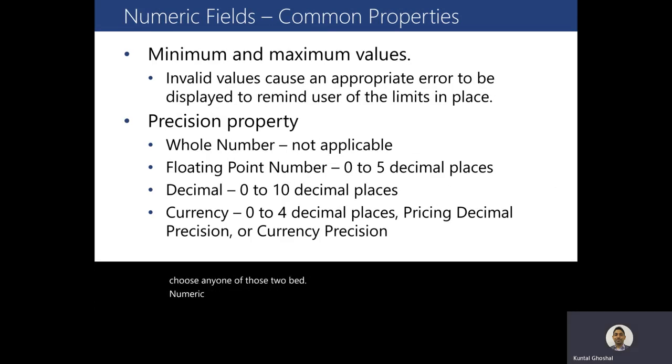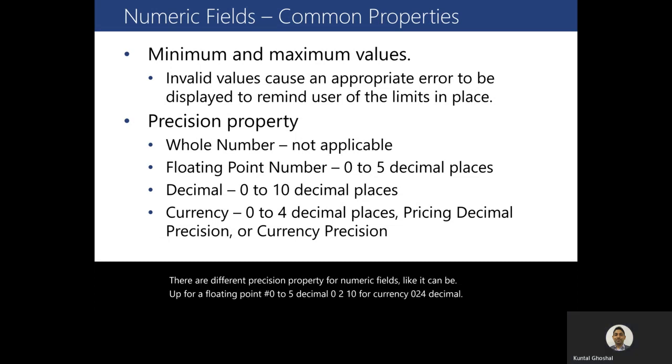Numeric field. This is very interesting, as it also has a lot of different properties, like maximum and minimum value. When you are choosing a numeric field, you can provide, from an end user perspective, the maximum value that they can enter. There are different precision properties for a numeric field: for a floating point number 0 to 5, for a decimal 0 to 10, for a currency 0 to 4 decimal places.